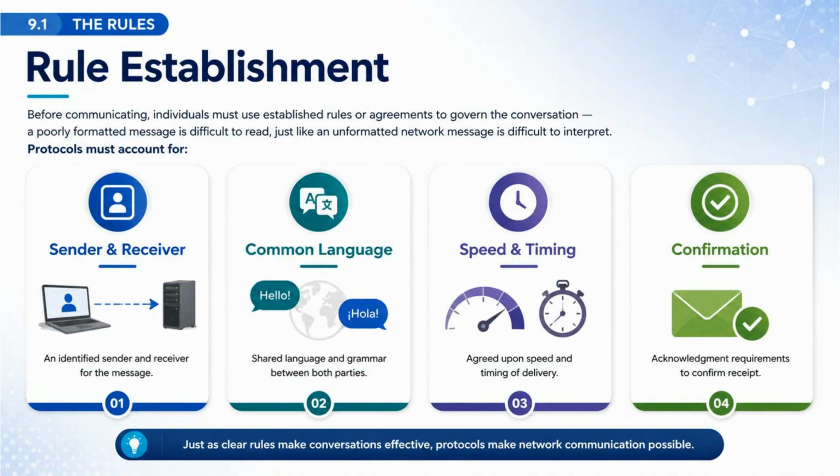Before any communication happens, four things must be established: an identified sender and receiver, a shared language, agreed-upon timing, and confirmation requirements. Compared to a poorly formatted letter, if the address or language is wrong, it doesn't matter how good the message content is.